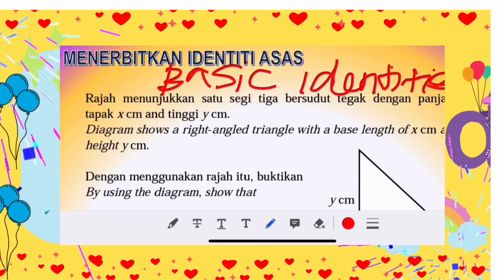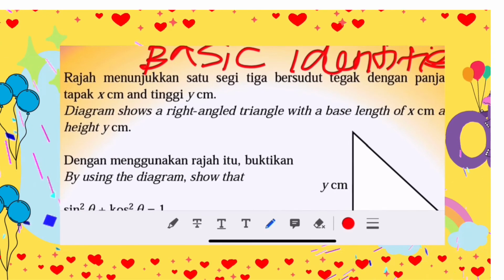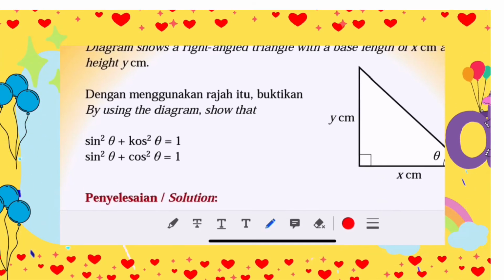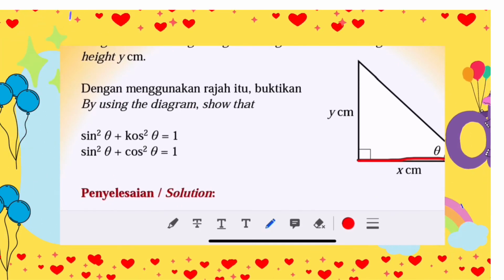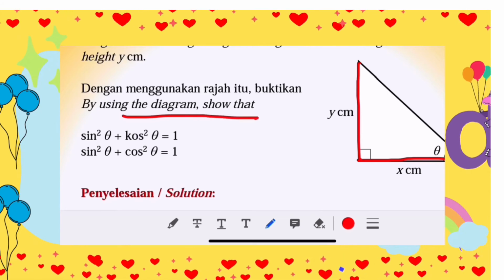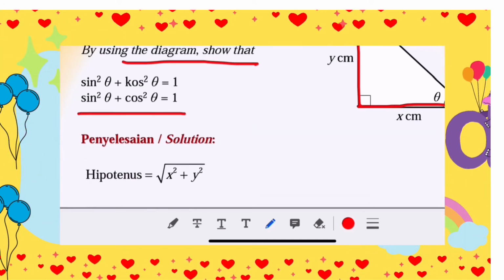How to prove basic identities? The diagram shows a right angle triangle with a base x and the height y. So this is a right angle triangle. The base is here x and the height is y. So the diagram shows that sine square theta plus cos square theta equal to 1.